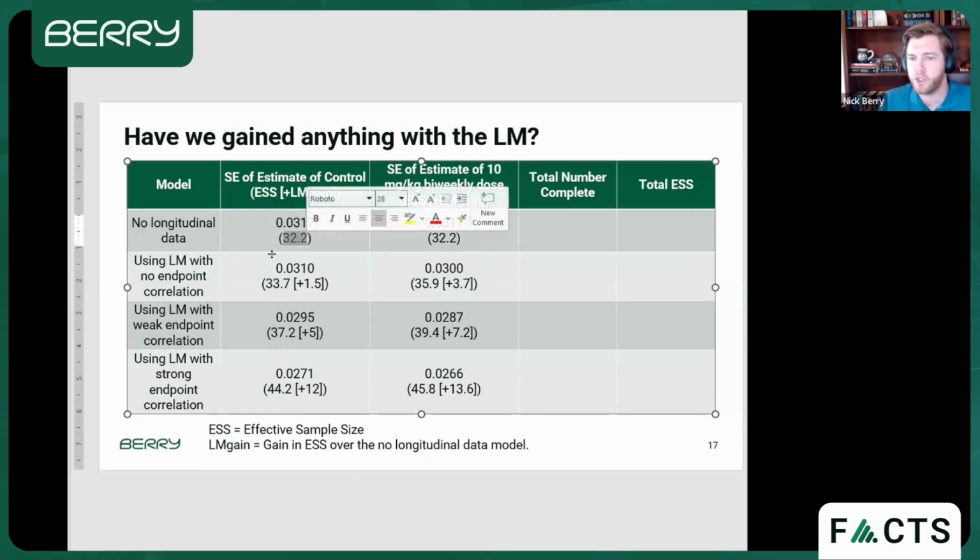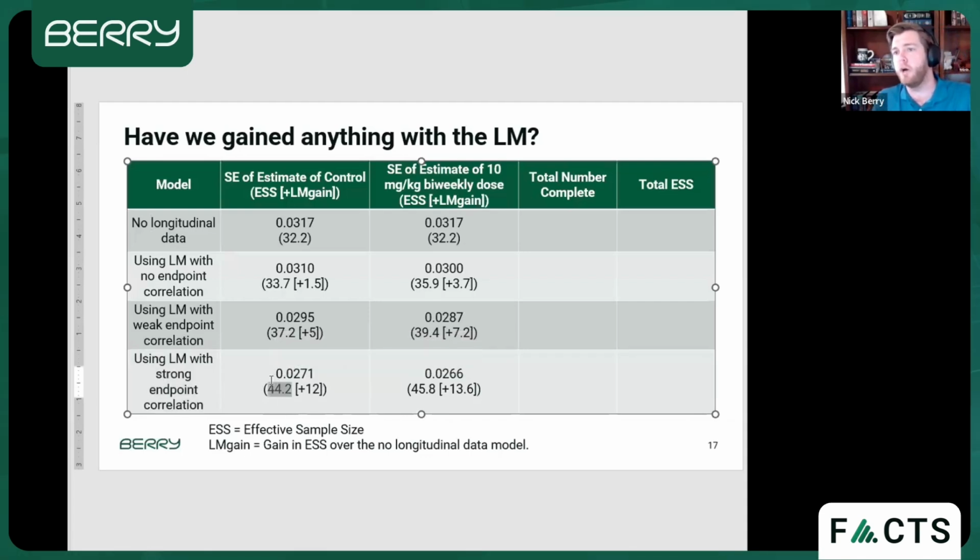Based on this standard error, there were 32.2 patients going into that estimation with no longitudinal data. By the time we get to the strong endpoint correlation, we now have 44 patients influencing just the control arm. Okay, that's a 12-patient improvement on that one arm. We have 6 arms. The active arms have their own improvement. I should have said the control arm has one longitudinal model and the active arms all share another. So I did do these a little separately, that's why I separated them like this. That's the model I specified in FACTS.